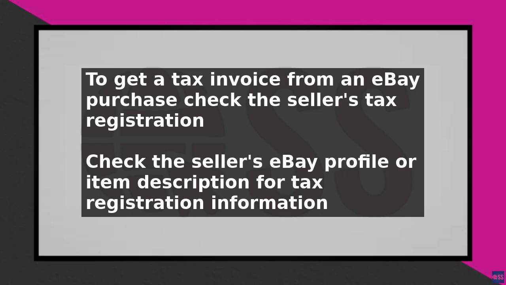The seller will then provide the tax invoice, which will include the seller's tax registration number, the buyer's name and address, a description of the items purchased, and the total amount paid. The tax invoice may be sent to the buyer via email or through eBay's messaging system.